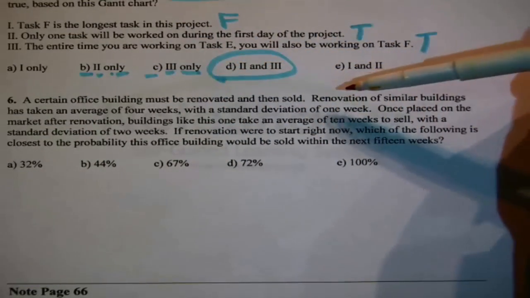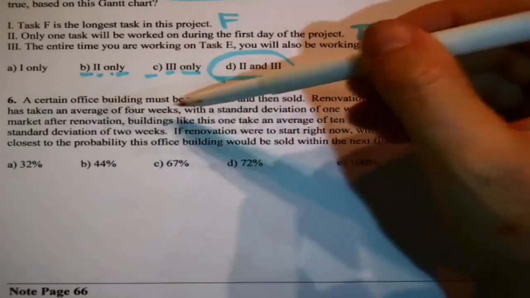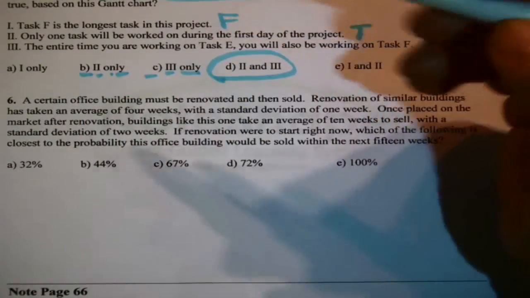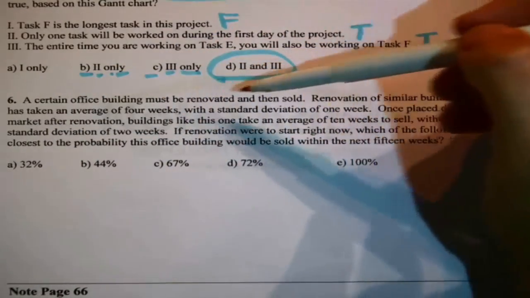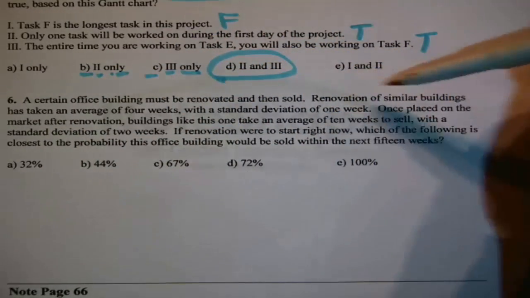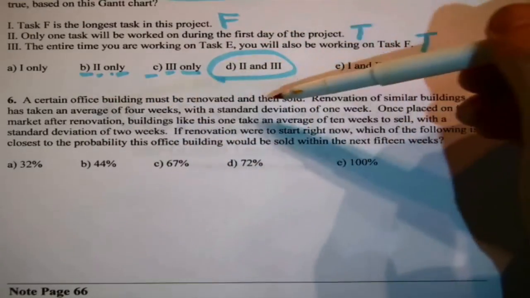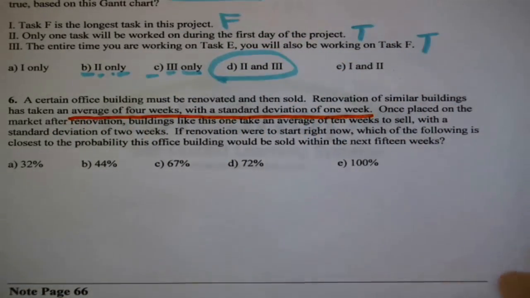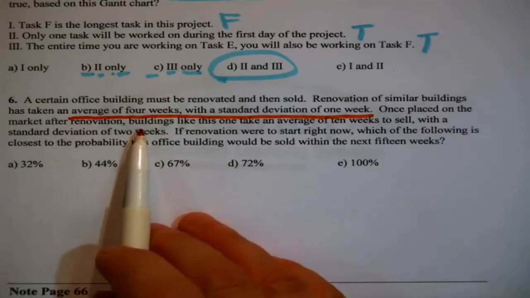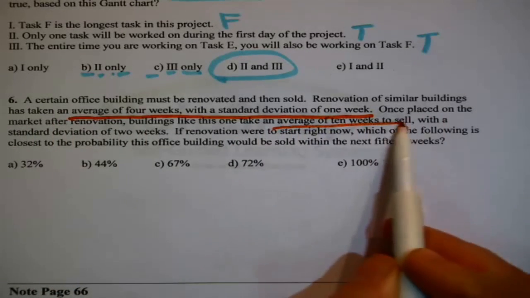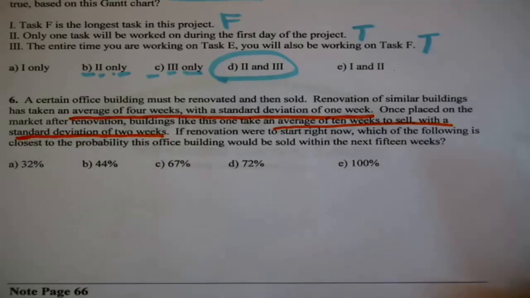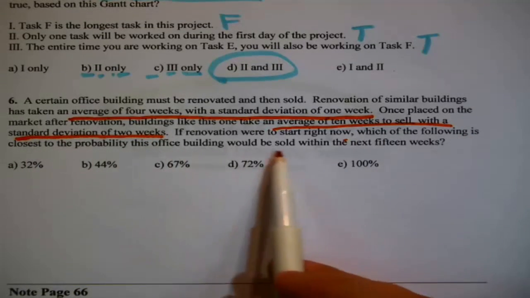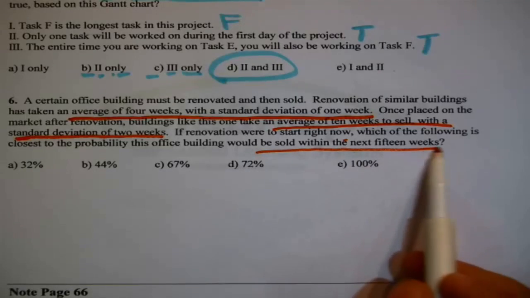Oh, okay. Oh, wait a minute. This last question is not about the Gantt chart, though. It's a whole other question by itself. Let's look. A certain office building must be renovated and then sold. Renovation of similar buildings has taken an average of 4 weeks and a standard deviation of 1 week. Once placed on the market after renovation, buildings like this take an average of 10 weeks to sell with a standard deviation of 2. If the renovation started right now, which of the following is closest to the probability this office building will be sold within the next 15 weeks?